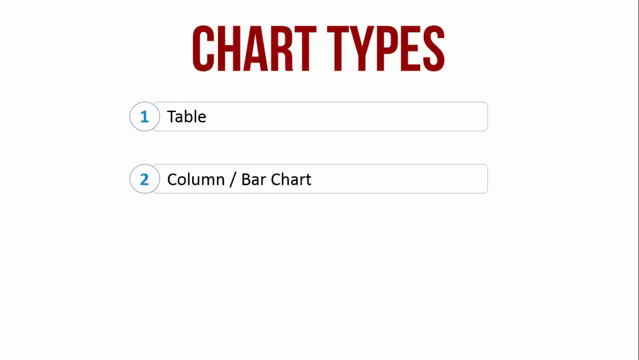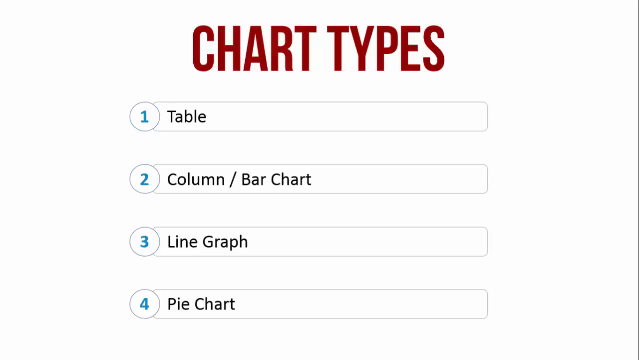There are some basic chart types that the IBPS focuses on. We have distilled only those chart types and knowing those is sufficient for the IBPS exam. The first is a table, second a column or a bar chart, third is a line graph, and 4 is a pie chart. Let us go through each of these chart types and understand them thoroughly.